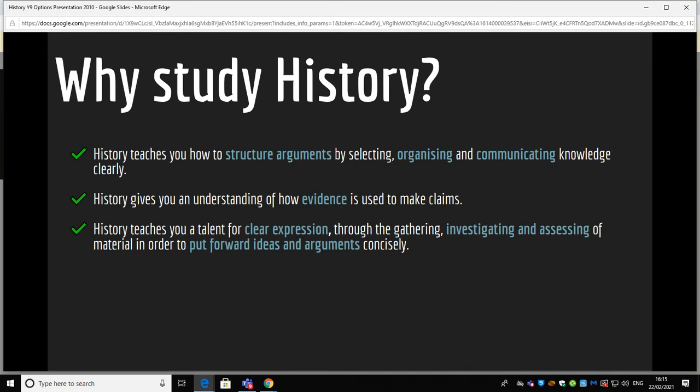And these are skills such as sorting evidence, using evidence, being able to structure really clear arguments, and being able to communicate really clearly.